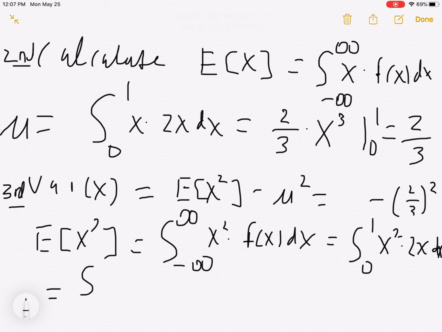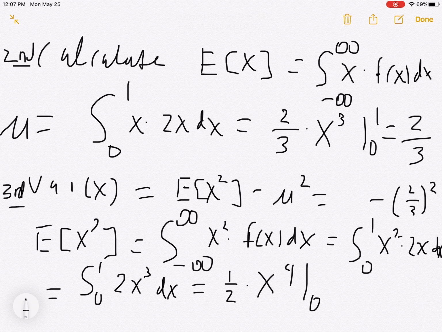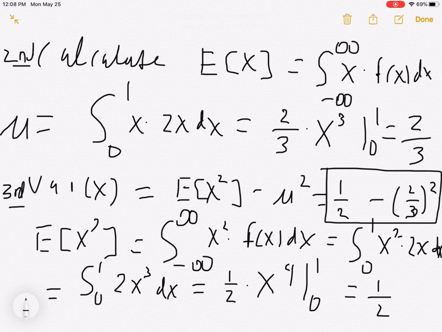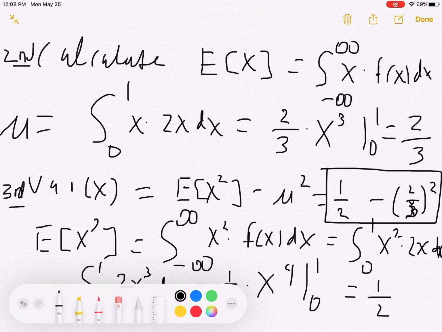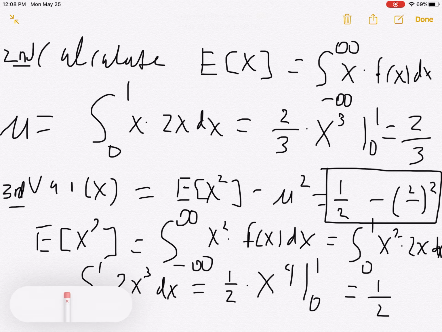And when we anti-differentiate 0 to 1 of 2x cubed dx, that's going to be 1/2 times x to the 4th, evaluated at 0 and 1, which is just 1/2. So this is going to be 1/2, and we calculated our variance. Our variance is this quantity, 1/2 minus 4/9, which is 1/18.